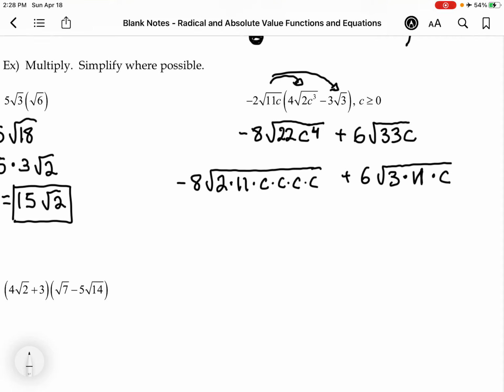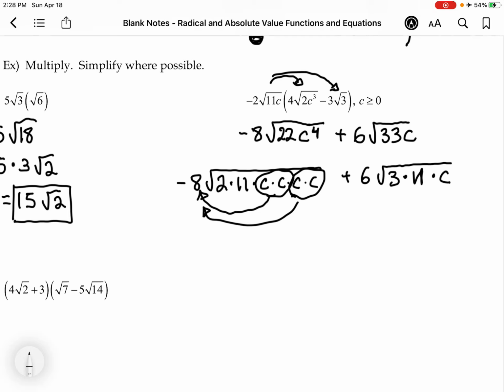Now, there's nothing that we can do with the second one because there's no pair of primes or pair of variables that we can pull out there. But with the first one, there's a couple of pairs here, right? There's a pair of c's, and then there's another pair of c's. So I can pull one of them out here, and then another one out.